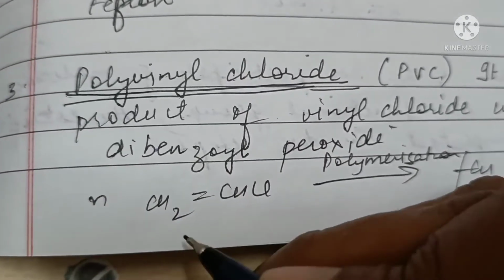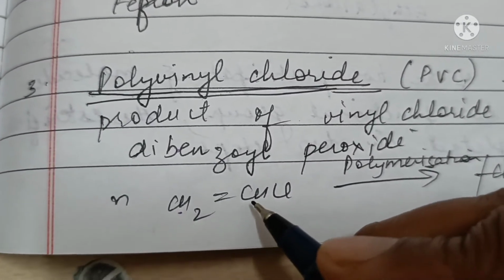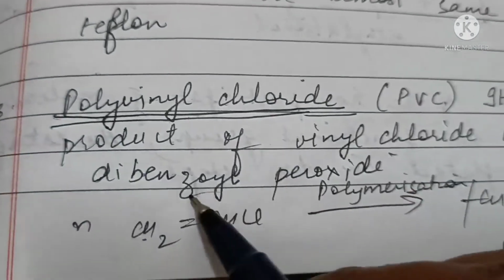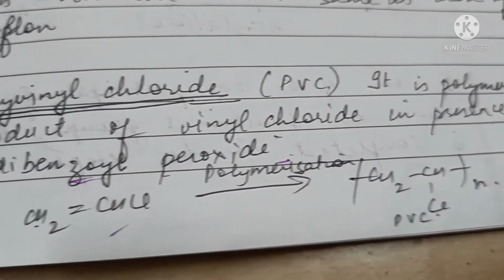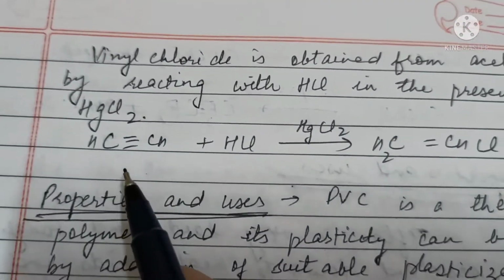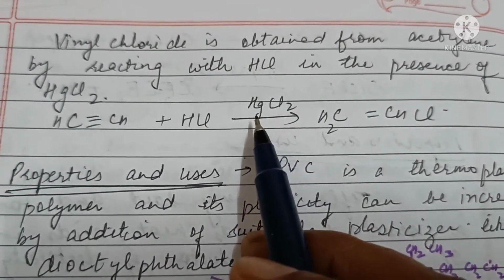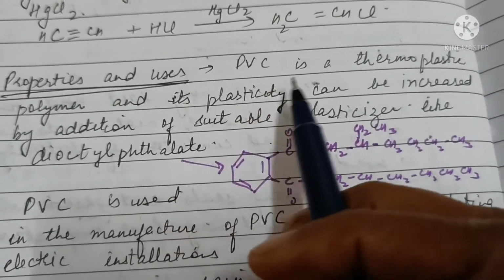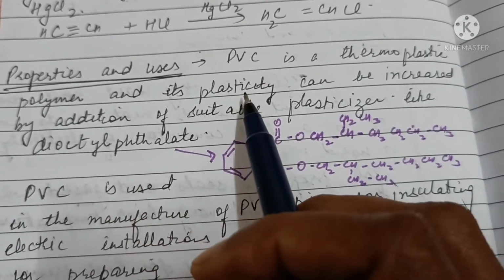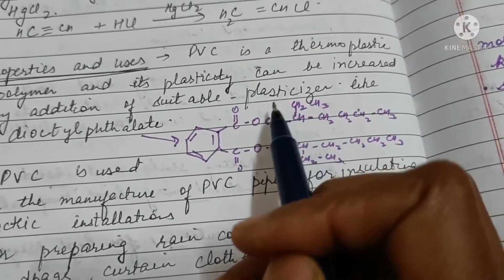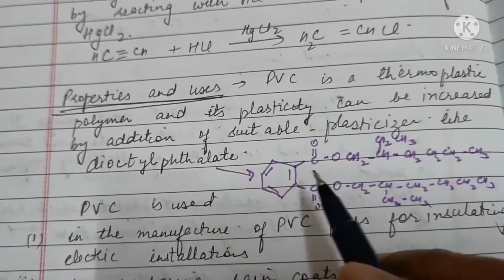Then polyvinyl chloride. So CH2=CH is vinyl and Cl is attached to it. When we polymerize in presence of dibenzoyl peroxide, we get polyvinyl chloride. Vinyl chloride is obtained by reacting HCl with acetylene in presence of mercuric chloride. So we get vinyl chloride. Polyvinyl chloride is a thermoplastic polymer, and its plasticity can be increased by adding a suitable plasticizer like dioctyl phthalate.